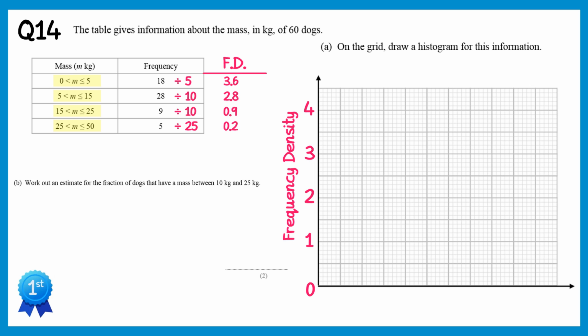The x-axis will be for the mass. We need to go from 0 to 50. And now we can draw the histogram. So the first group goes from 0 to 5 kilograms and has a frequency density of 3.6.